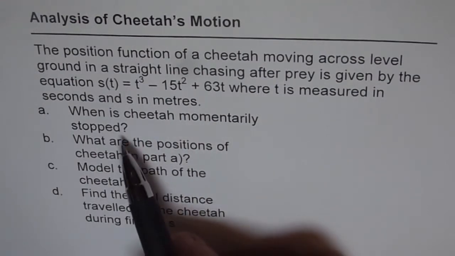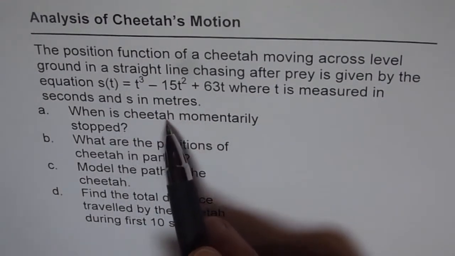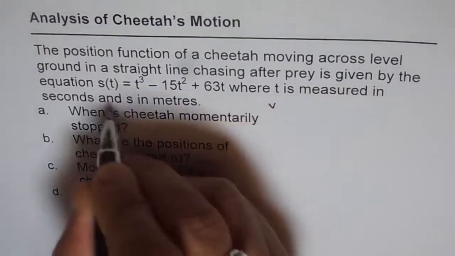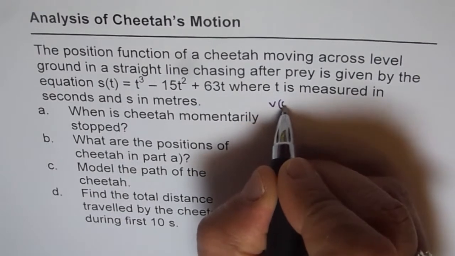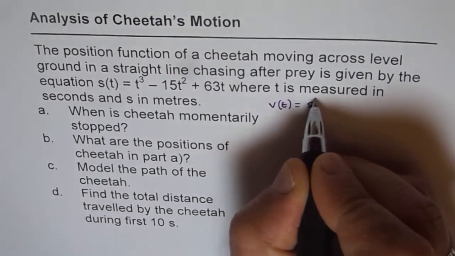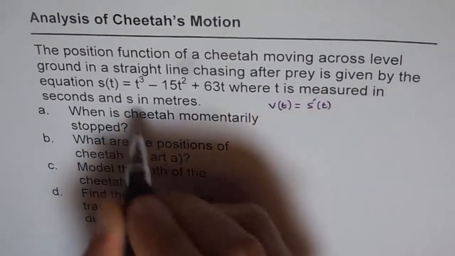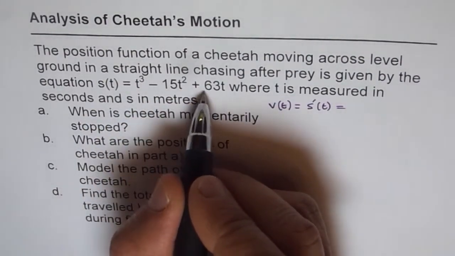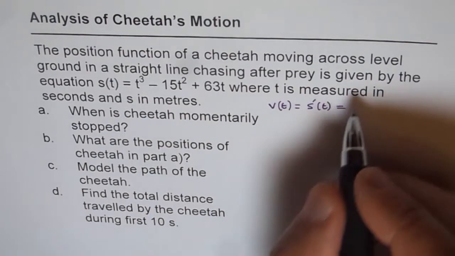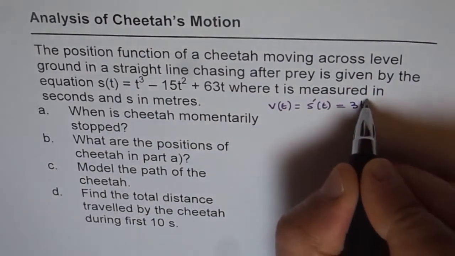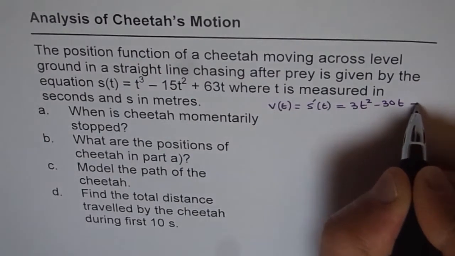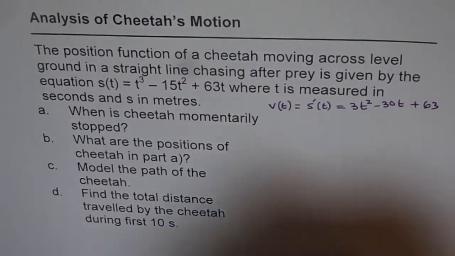when the cheetah is momentarily stopped. The cheetah will be momentarily stopped if velocity is 0, correct? So let's find the derivative of this. The derivative s dash t is actually velocity. So velocity is the first derivative of position. So this is t cubed minus 15t squared plus 63t. When you find the derivative, you get 3t squared minus 30t plus 63. So that is the derivative.